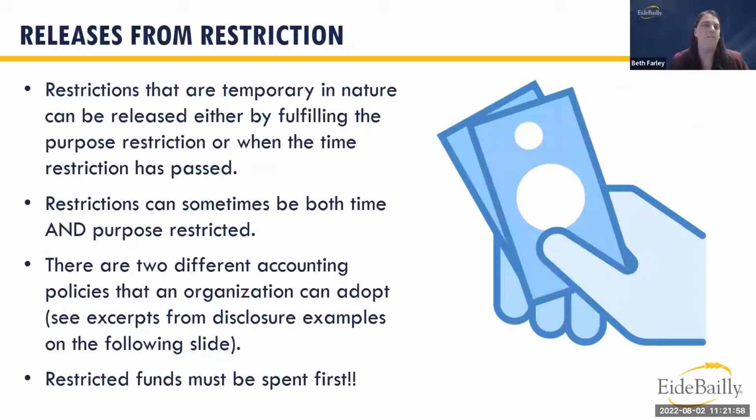Once you have shown your contribution as restricted, then you're going to have to show what's been released. So as you utilize those on the expenses, you want to track exactly what expenses are being shown to reduce that restriction. They can be, of course, released by either fulfilling the purpose restriction or the time restriction when that's passed. Some restrictions may have both.